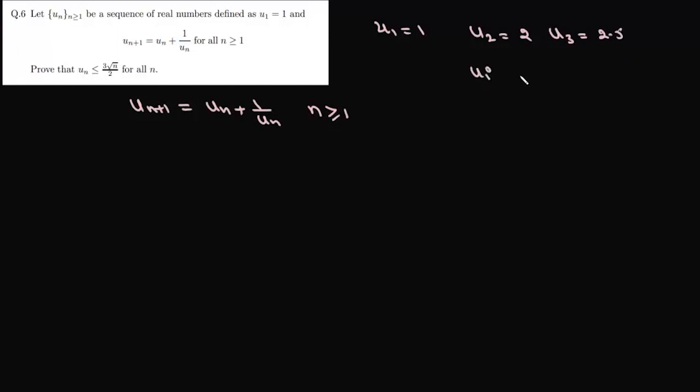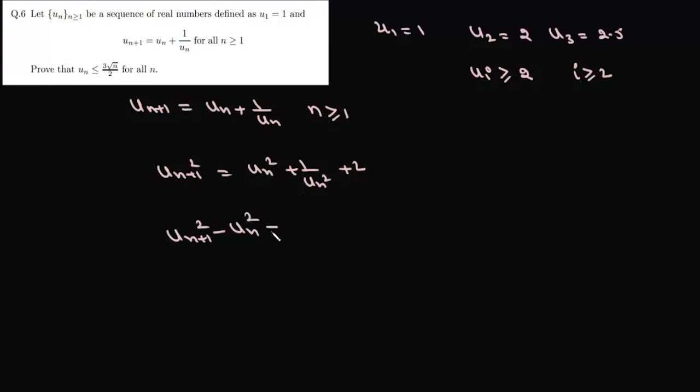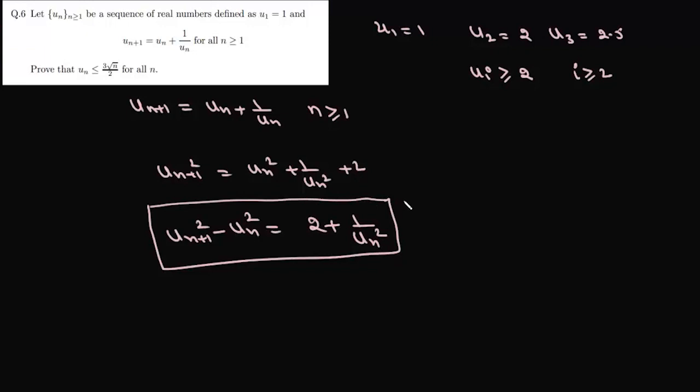So any ui will always be greater than or equal to 2 when i is greater than or equal to 2, because we are adding something to un and it is clearly an increasing function. Now what we are going to do is write this as (u(n+1))² = un² + 1/un² + 2, or (u(n+1))² - un² = 2 + 1/un². And this is the iterative relation we are going to use for our telescopic summation.